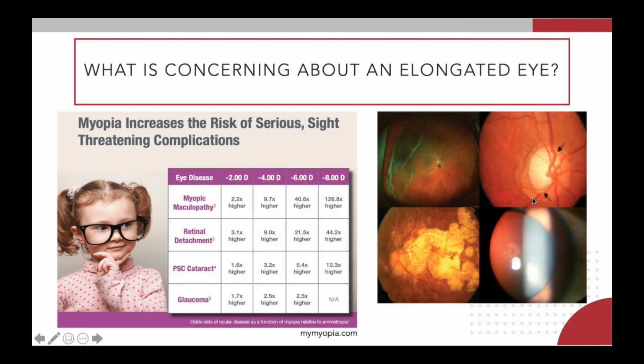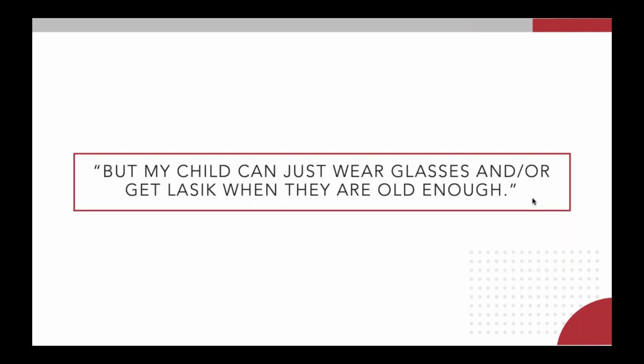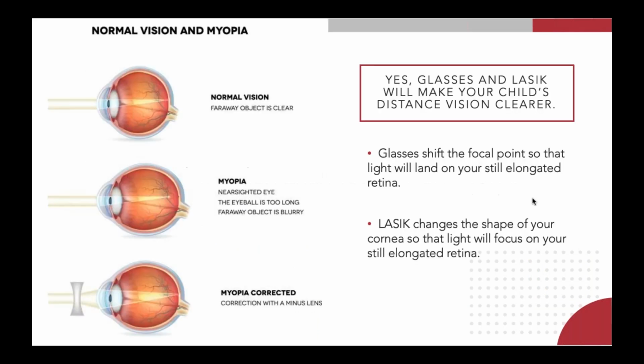So the lower the degree of myopia, the lower the risk of these conditions. But my child can just wear glasses and or get LASIK when they're old enough. We hear this all the time. And yes, your child can wear glasses and get LASIK and they will see clearer.